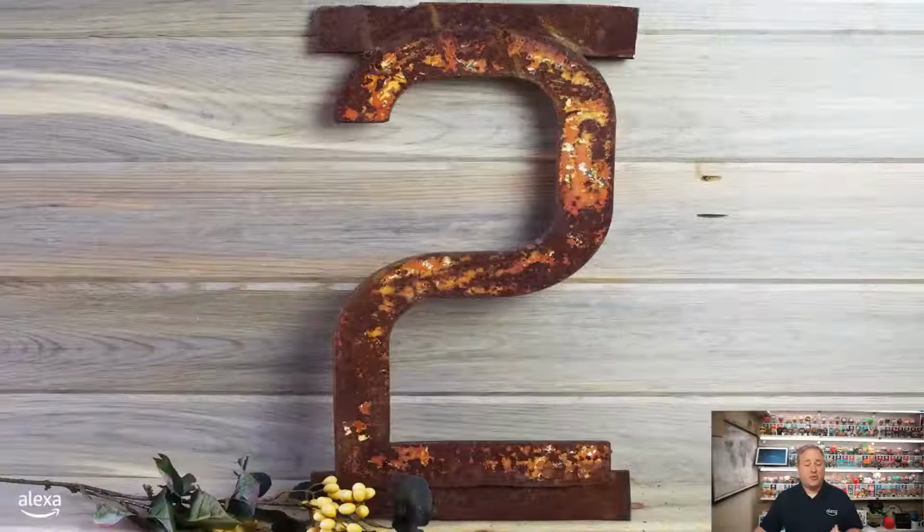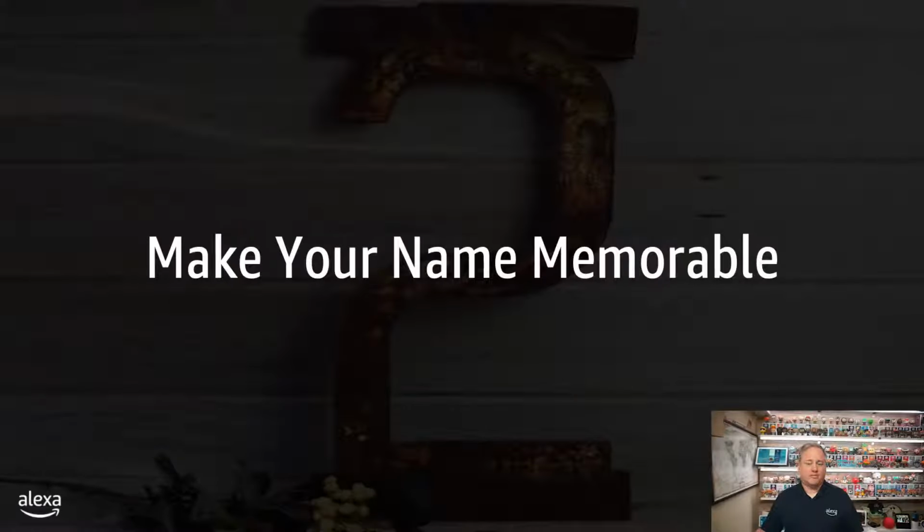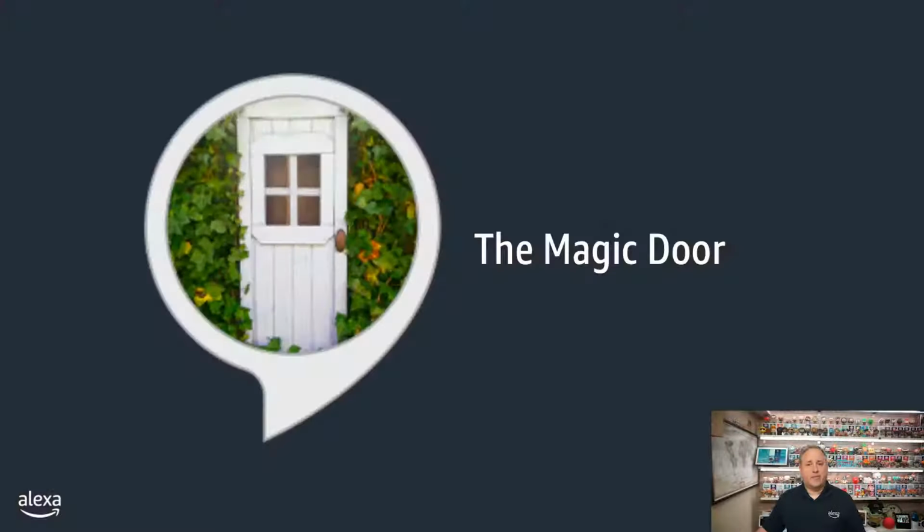Okay, that was number 1. Do one thing really well. Don't overwhelm your users. Number 2, though, is about naming your skill and making your name memorable. So there's one skill that always really stands out to me as having done a fantastic job of this. It's a skill called the magic door.